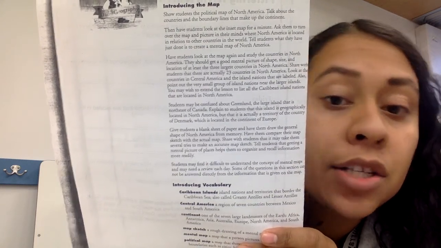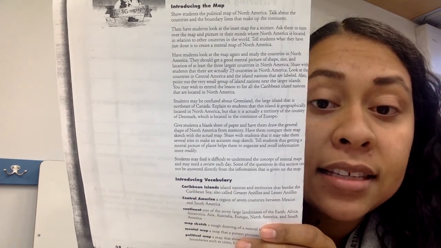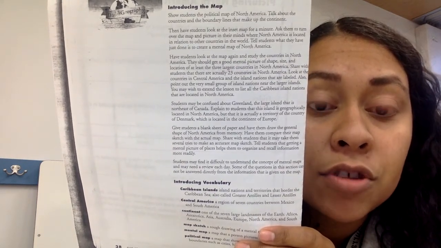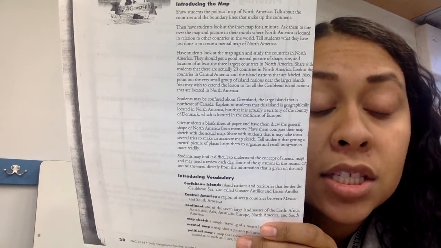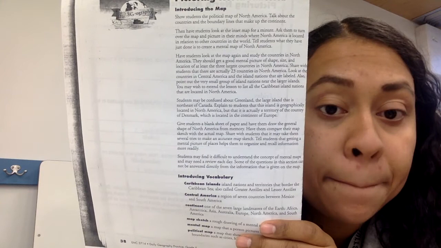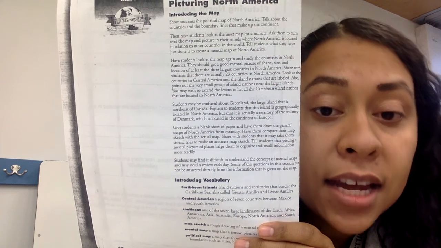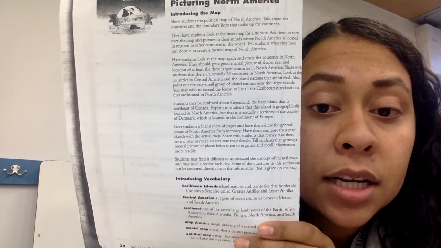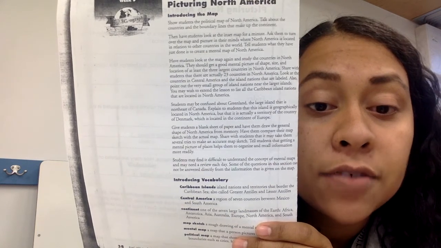Share with students that there are actually 23 countries in North America. Look at the countries in Central America and the island nations that are labeled. Also point out the very small group of island nations near the larger islands. You may wish to extend this lesson to list all of the Caribbean island nations that are located in North America. We'll talk a little bit about those, but we won't list all of them. Students may be confused about Greenland, the large island that is northeast of Canada. Explain to students that this island is geographically located in North America, but it is actually a territory of the country of Denmark, which is located in the continent of Europe.